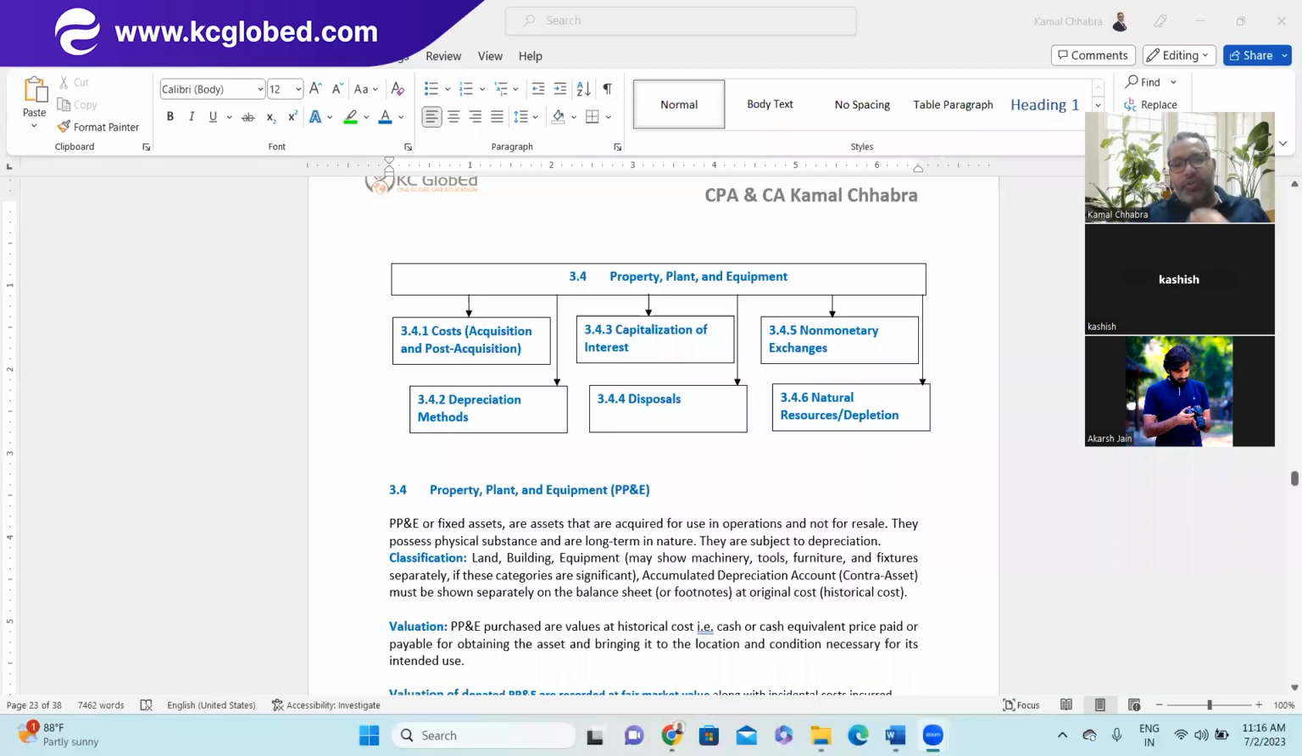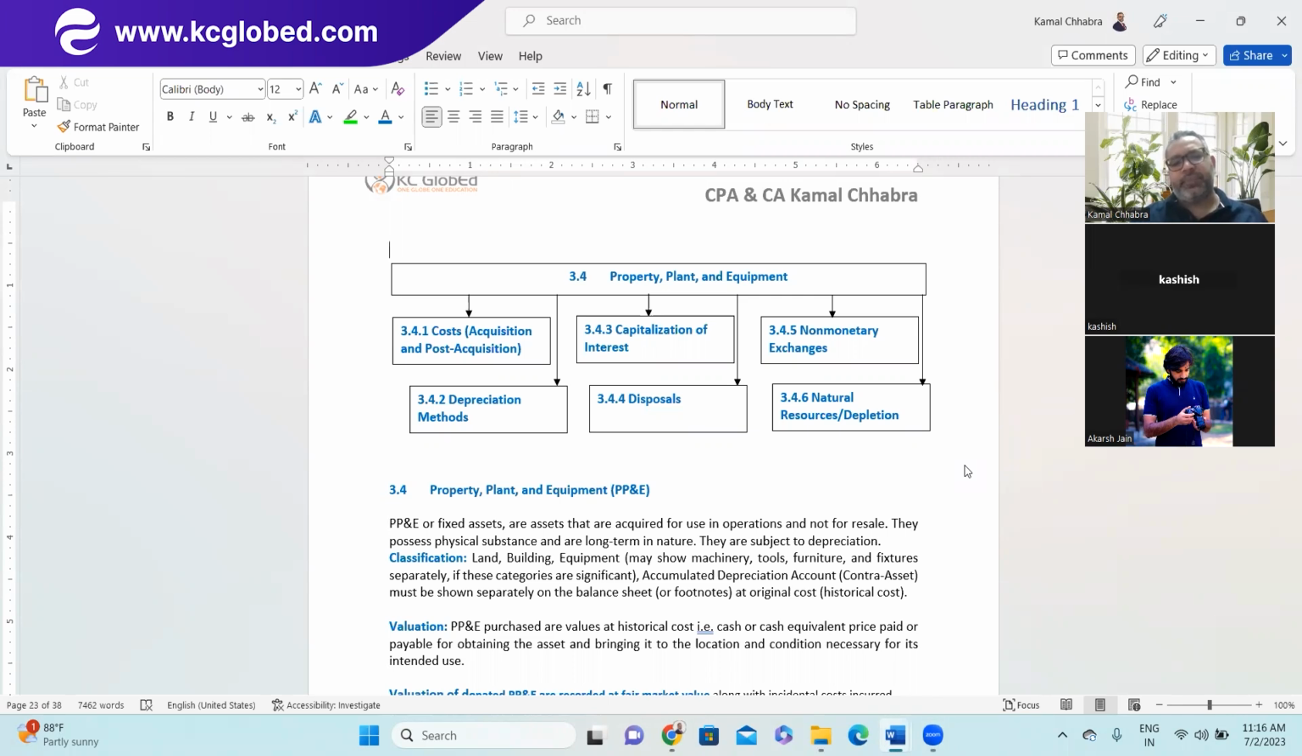Today we'll be starting a new topic, property, plant and equipment. In this topic, we'll be covering 6 things. First one is the cost of property, plant and equipment, which includes the cost of acquisition as well as, in future, any cost of improvement. Here the important thing, especially in the cost of improvement, is whether it's actually capital in nature or it's repair and maintenance. That is something we need to be very mindful of.